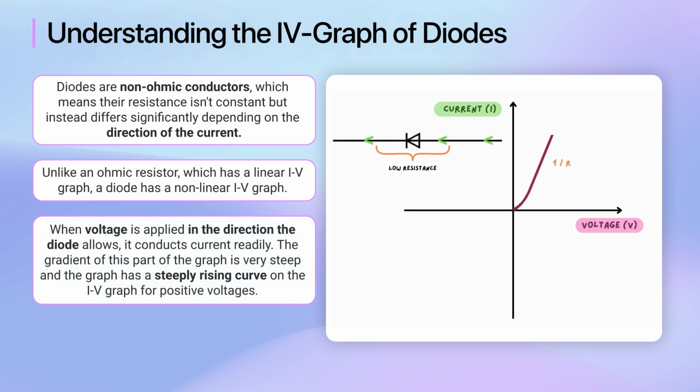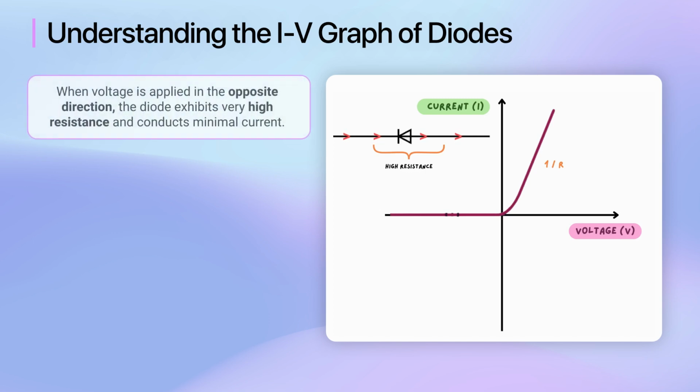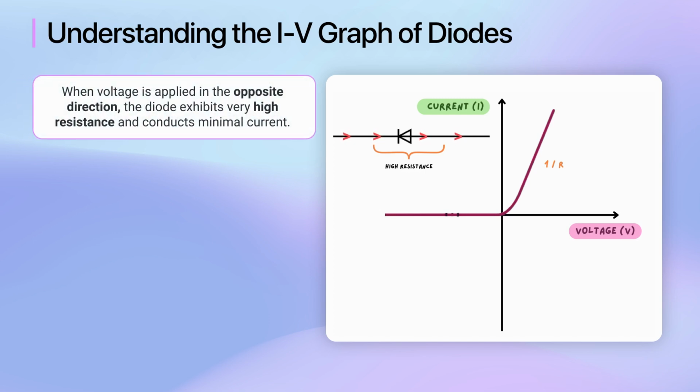When voltage is applied in the direction the diode allows, it conducts current readily. Since the gradient is 1 divided by R, the gradient of this part of the graph is very steep, and the graph has a steeply rising curve on the IV graph for positive voltages. In contrast, when voltage is applied in the opposite direction, the diode exhibits very high resistance and conducts minimal current. Hence, on the IV graph, you would see a horizontal line in the negative voltage region, indicating practically no current conducted.